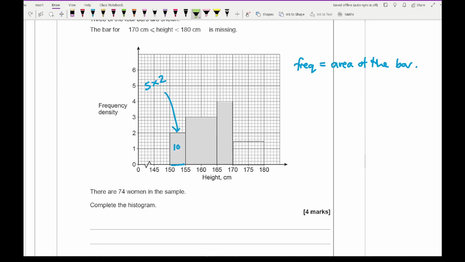For this second block, I don't know why I'm writing with a highlighter, so let me just stop that. So for this second block, I've got a base of 10 and a height of 3. So that's going to be 3 times 10, which is 30. And for this third block, I've got a base of 5 and a height of 4. So that's going to be 5 times 4, which is 20.